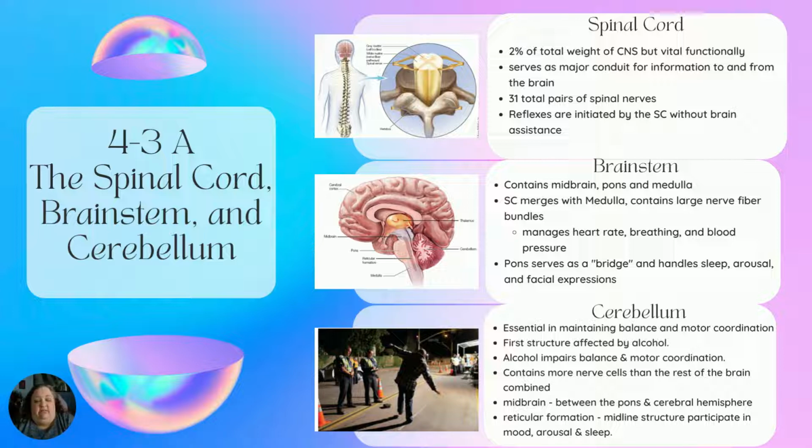The cerebellum is the next area. It's essential in balance and motor coordination. When you drink alcohol, this is the first structure that's affected. It impairs balance and motor coordination. The cerebellum contains more nerve cells than the rest of the brain combined. You also have the midbrain and the reticular formation, which is the midline structure. And we'll talk about those in a little while.